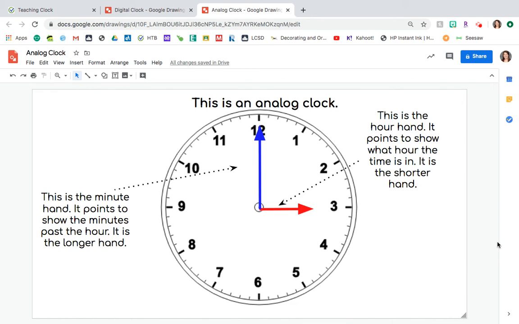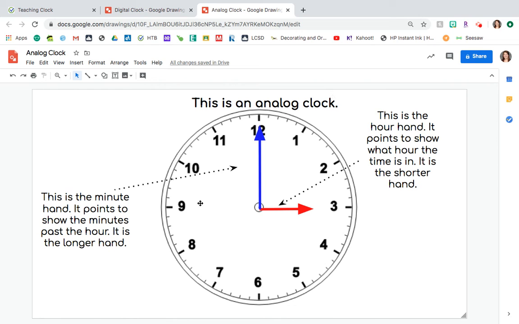All right, so we are going to dive into time this week. Time is not something that we have talked about yet in second grade, but it is something that you talked about in first grade. In first grade, you worked on time to the hour and half hour, and that's what we're going to review today.